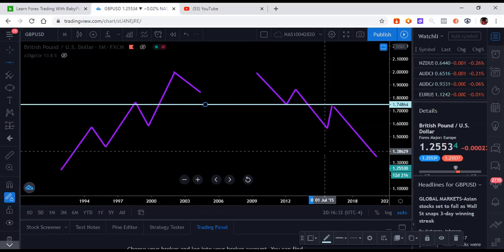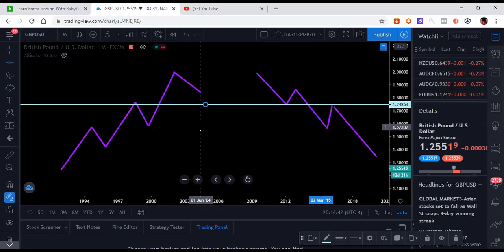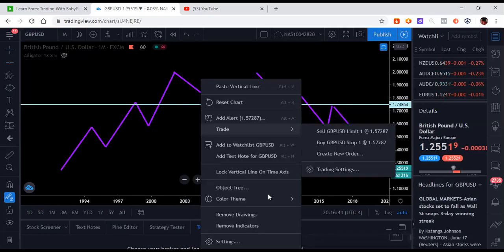I hope y'all got that. I just gave you the basics right there of market structure. So now let's see if we can apply that to the chart real quick.